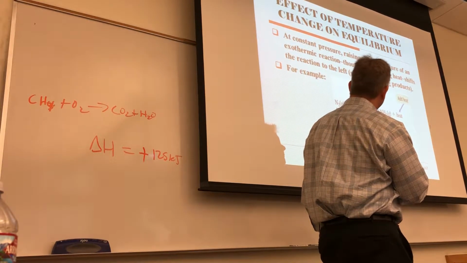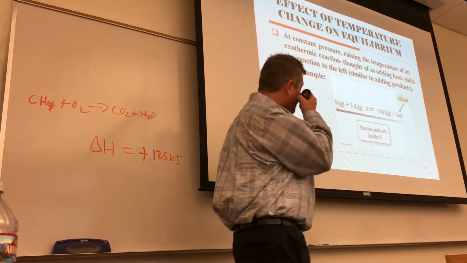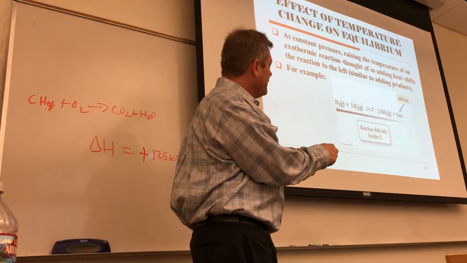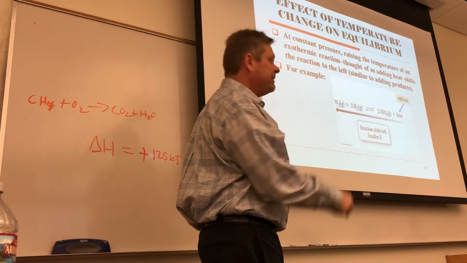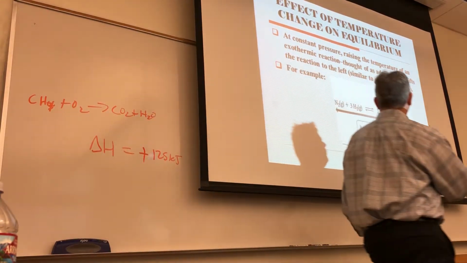I have N2 plus 3 H2, so this is the same equation we saw before. This is the synthesis of ammonia. And this time, we're adding heat here because this must be exothermic, because I see heat on the right side. Right. Okay, which means that it's a negative delta H.